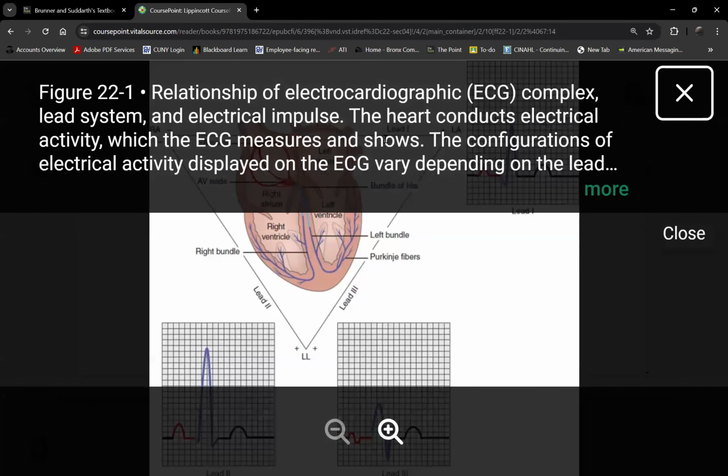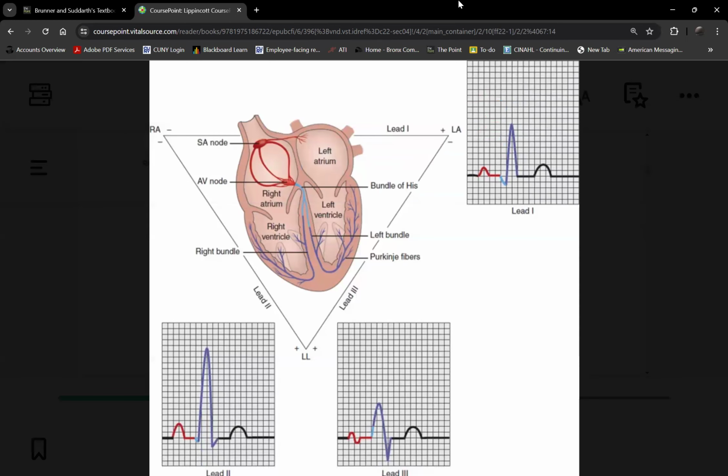What is this? Figure 22-1. Okay, so look at the triangle. It's an upside down triangle, right? This is called the Einthoven triangle. You'll see there the right arm, then the left leg. Okay, and there's really no right leg involved here because it's a triangle.